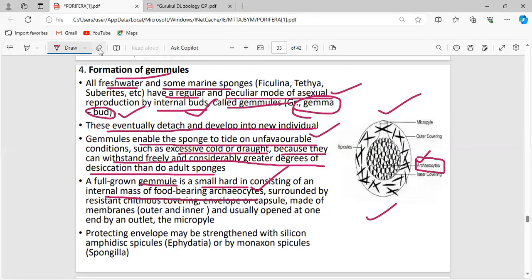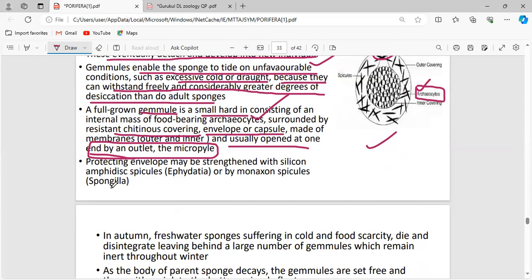Okay, and these archaeocytes will be covered by a resistant chitinous covering so that they can protect themselves from external danger. A chitinous covering, envelope or capsule, is usually opened at one end by an outlet called the micropyle. See, this is an opening which is called the micropyle. And the protecting envelope may be strengthened with siliceous amphidisc spicules in Ephydatia or monaxon spicules in Spongilla. See, these are all examples. You have to remember the examples.